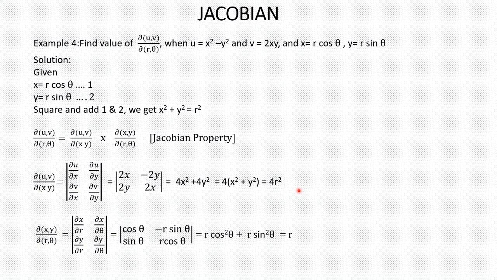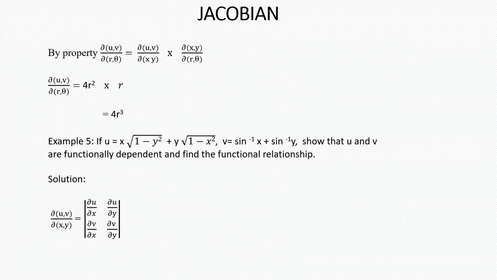Delta xy by delta r theta is equal to this determinant, finding the value of it. Delta x by delta r is equal to cos theta, as theta is constant. Delta x by delta theta is equal to minus r sin theta. Delta y by delta r is equal to sin theta. Delta y by delta theta is equal to r cos theta. Now, find the product of the elements in the diagonals and find the difference, we get r. By the property, this is equal to the product of these two; substituting the values 4r square and r, we get 4r cube.